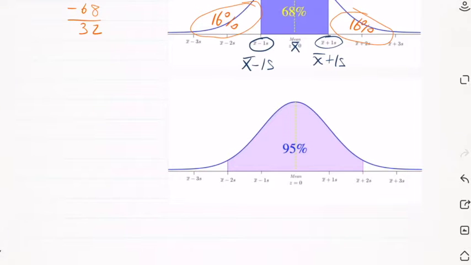So if we go to 95%, notice over here off to the side, it says 2 standard deviations away from the mean. So this distance is 2 standard deviations, and this distance is also 2 standard deviations. So you are within 2 standard deviations of the mean. And the same thing's going to happen. 95% of the population is going to be between 2 standard deviations of the mean. If we cut it in half, then each half would have 47.5%.